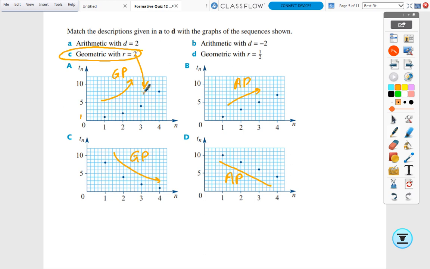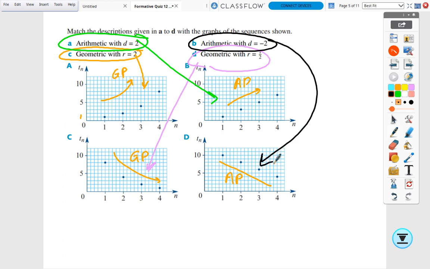And this GP, the numbers are multiplied by half, so the numbers are going down. So that's that one. Okay, what's the next one? We've got an AP where it's increasing. So that's an AP that's increasing. And finally, that's an AP that's decreasing. So APs look like a straight line, and GPs go up on a curve or down the curve. So come across when you're ready.